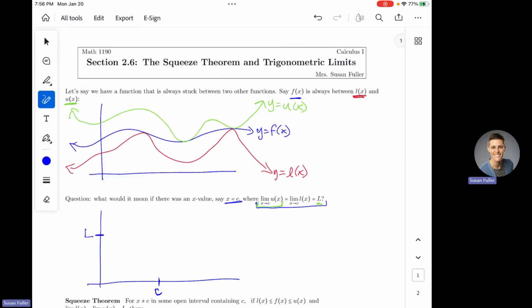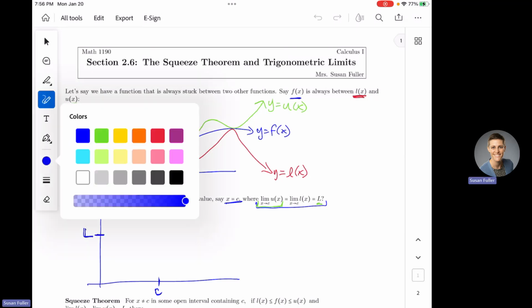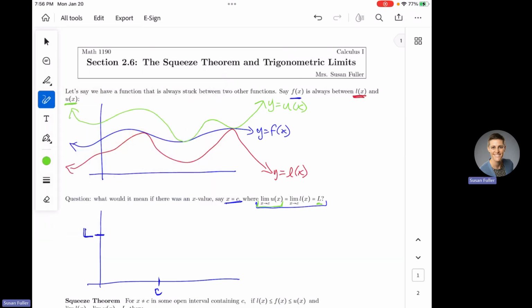That is the y value that u of x approaches as x approaches c. So that means that my upper function, my u of x here, as x approaches c, y has to approach L. And it has to do that on both sides. So it might have to do something like this. I don't know what happens at this point, so I don't know if that point exists or not.